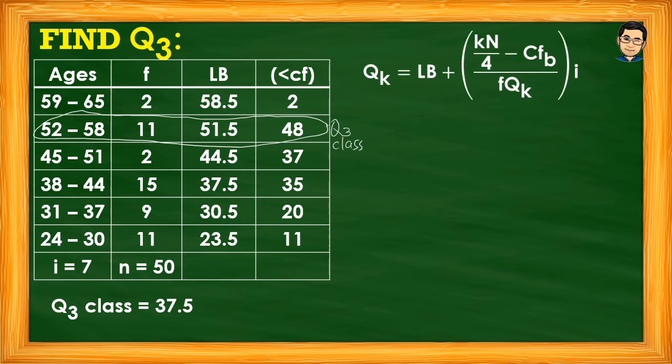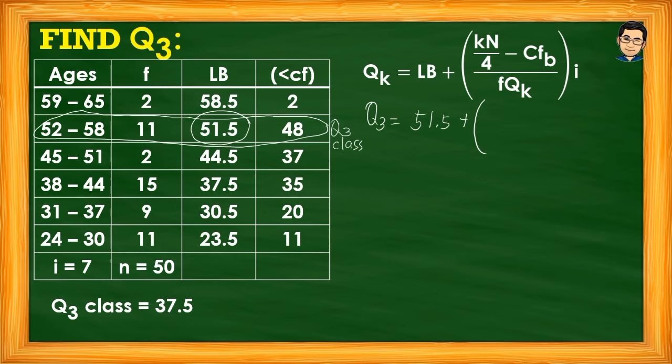Next, we will apply the formula. So, Q sub 3 is equal to the lower boundary. So, lower boundary of the Q sub 3 class, that is 51.5. So, kapag wala tayong Q sub K class, hindi natin malalaman kung ano ang value ng lower boundary. So, lahat ng kinakailangan natin. So, doon pa lang dapat sa Q sub 3 class or Q sub K class, tama na po ang ating sagot. Plus, the quantity of Kn over 4 minus cumulative frequency before, over the frequency of the quartile class.